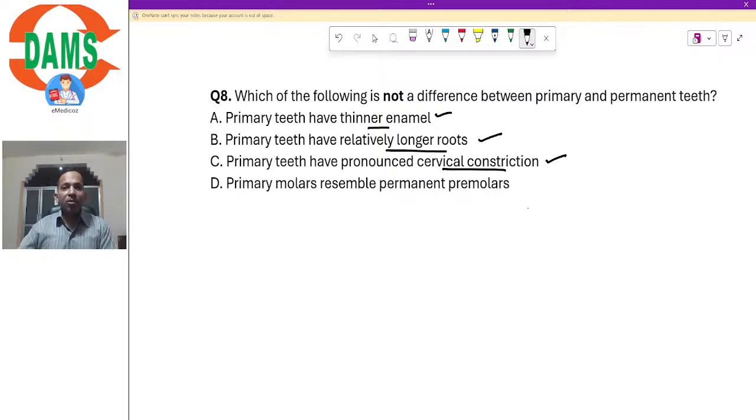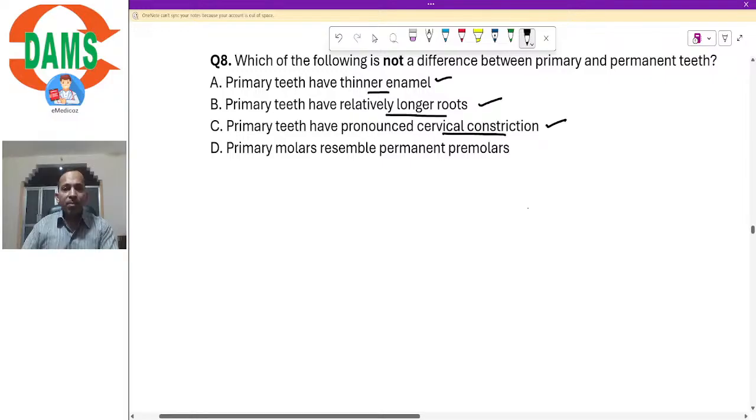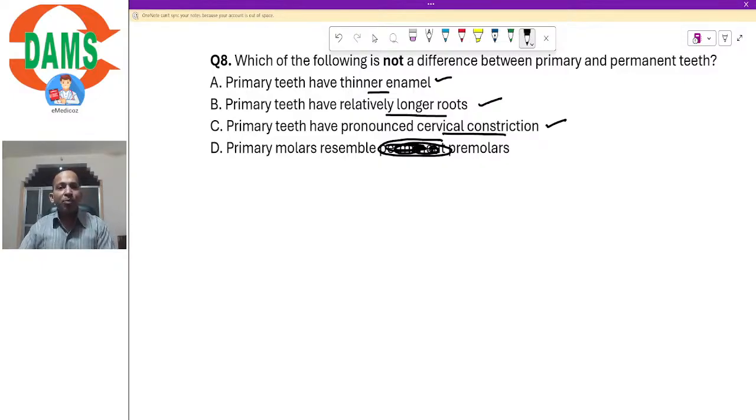So, do you think all the primary molars resemble permanent premolars? Why do we have this word permanent here? Premolars are not present in primaries. So, even if we had the word premolar, it would still imply that the teeth are permanent, right? So, primary molars resemble premolars. And this statement is incorrect. Now, why is it incorrect?